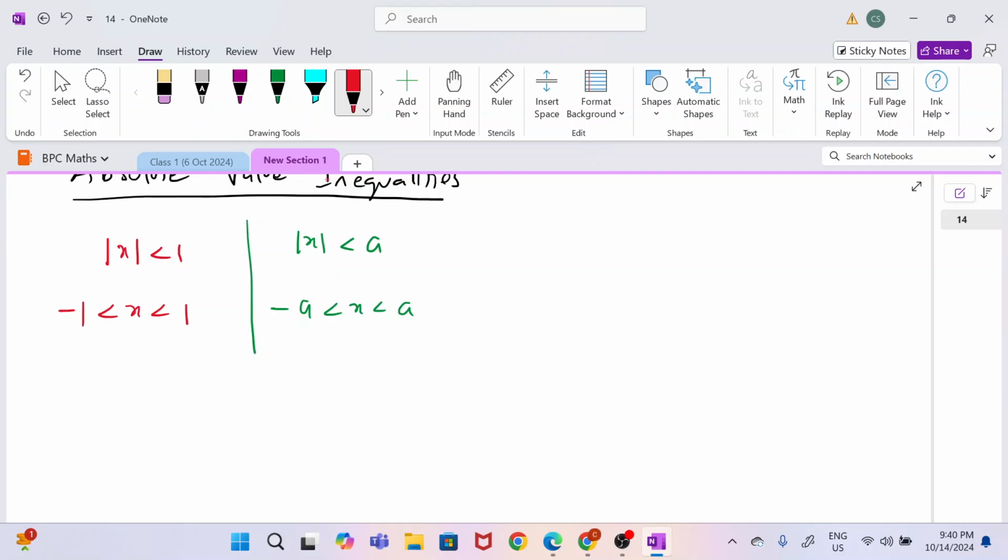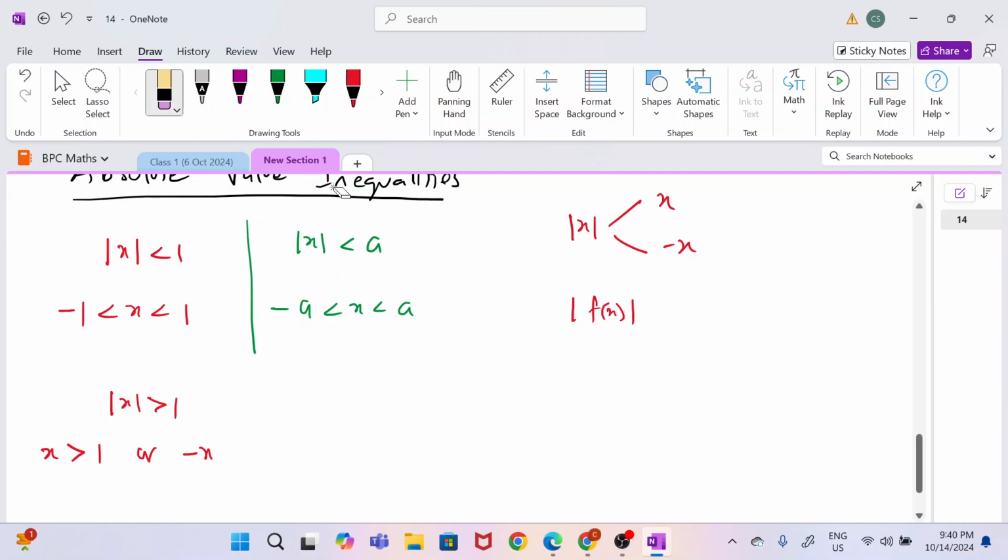Another one is, if less than, then we expand like this. If mod x greater than 1, then you have to write like this, x is greater than 1 or negative x greater than 1. Modulus x is actually x and negative x, remember that. Modulus of any expression, say f(x), means f(x) and negative f(x), so we can split into 2 actually.